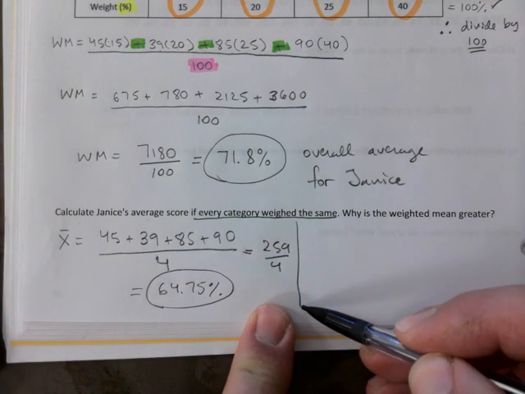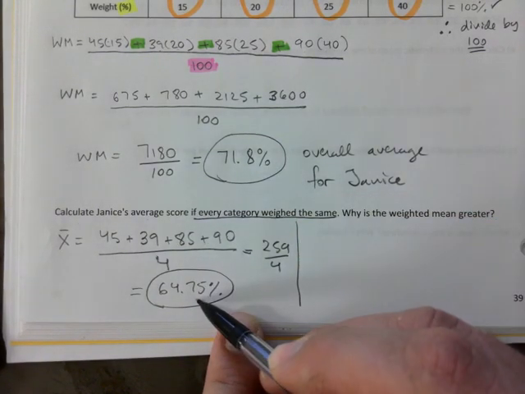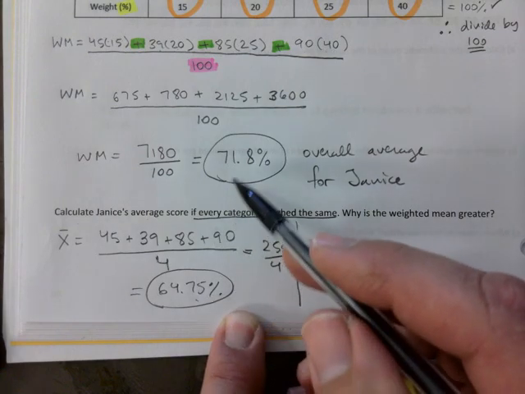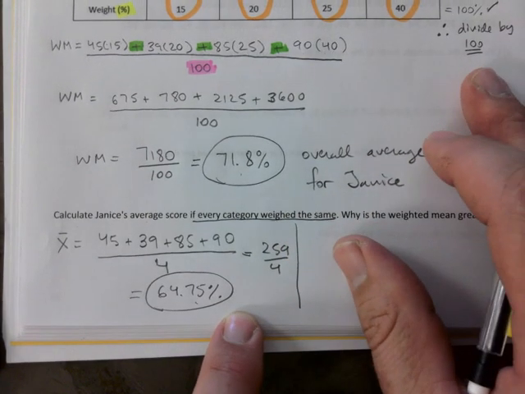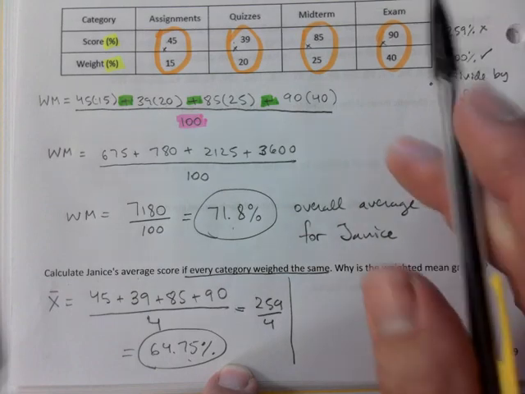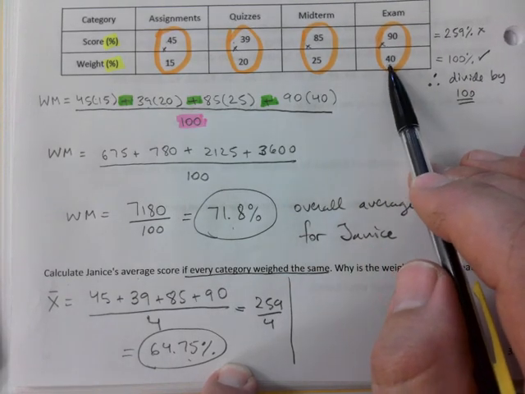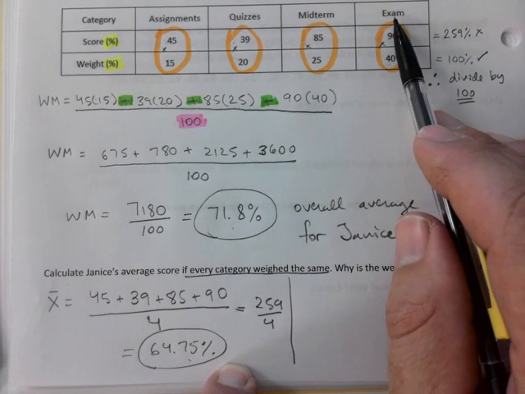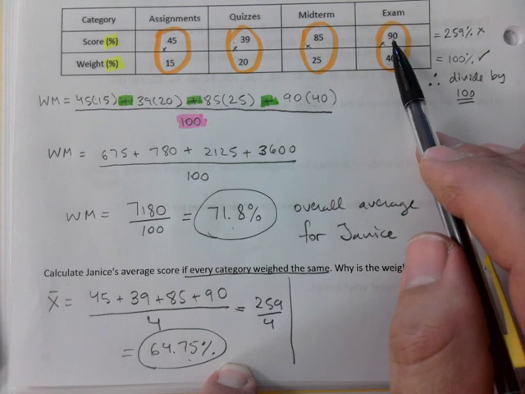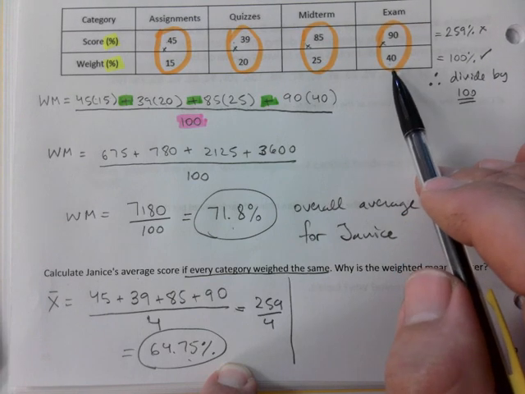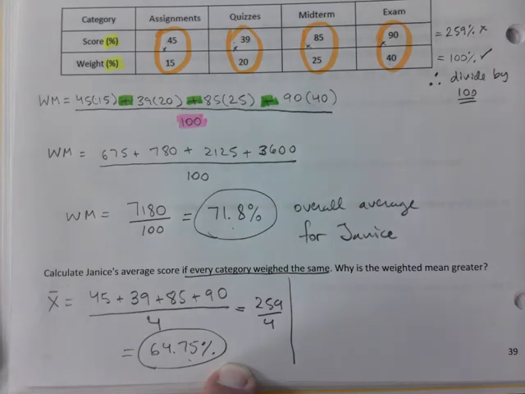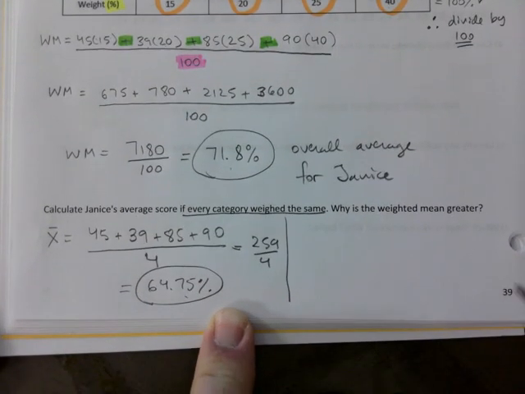Why is it that this is greater than this? Why is it that the weighted mean is greater? The answer lies in the heaviest weight being attributed to the exam, and Janice having scored the highest on that heaviest weight. That is why your weighted mean is higher. That is the reason why. So we're going to explain that.